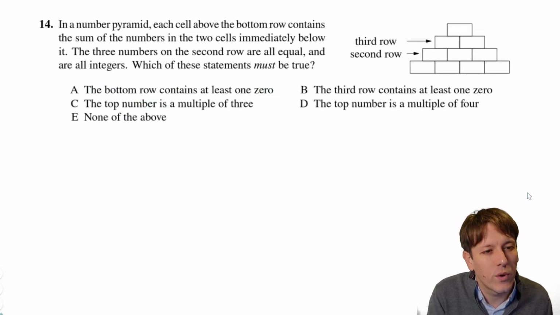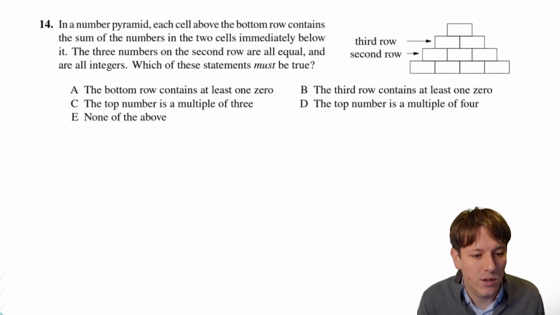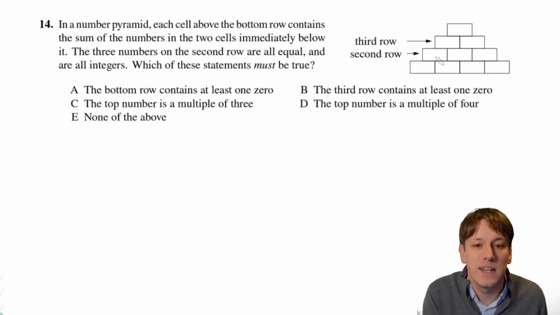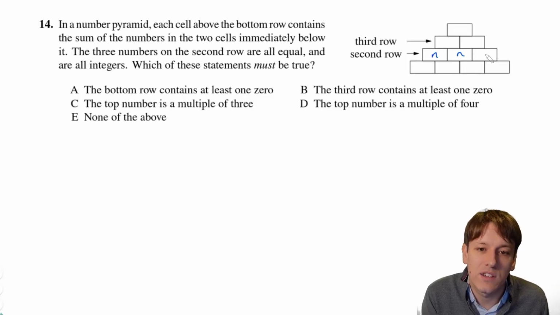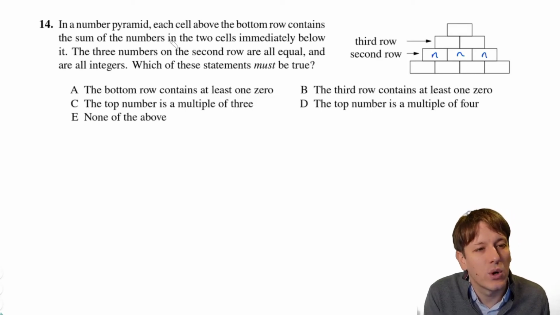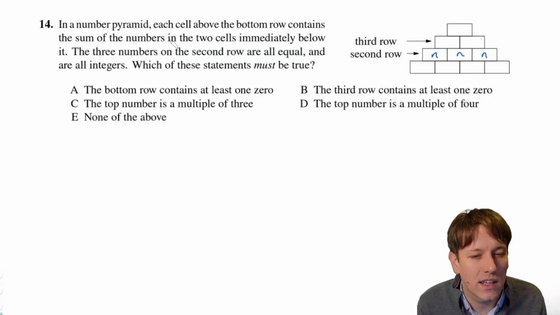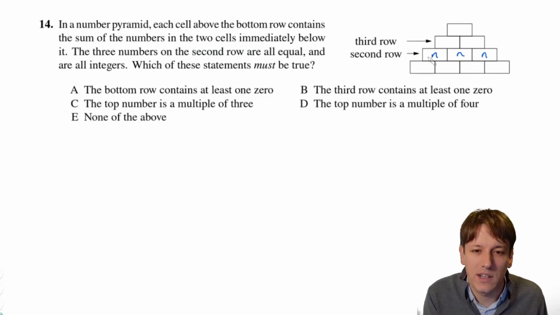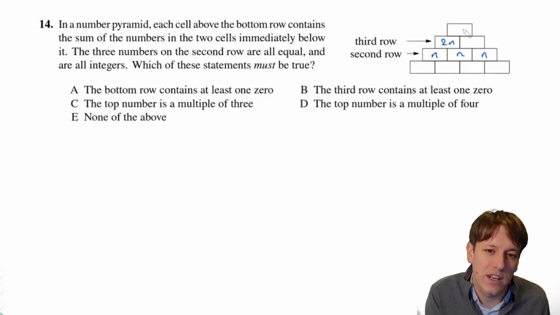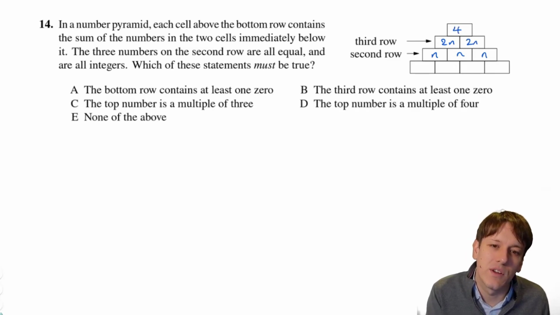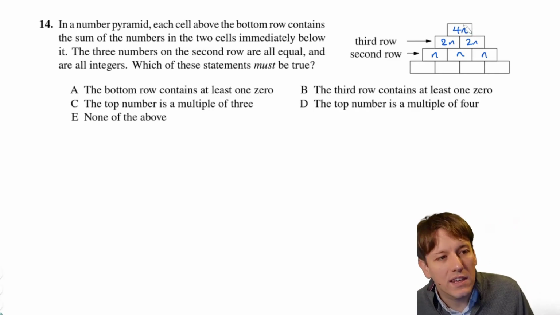So in this question we've got 3 numbers on the second row of this pyramid that are all equal, so it makes sense to give them a name and to fill them in here. So let's just call them all n, and then we're told that the cell above each cell is the sum of the 2 below it. So where I've got n and n here, there's going to be 2n above it, n and n here, there's 2n above it, and then if I fill in the ones above those, we've got 4n here.